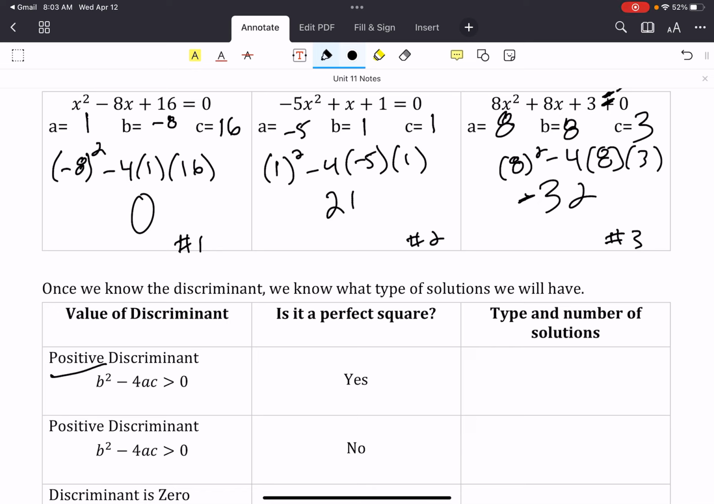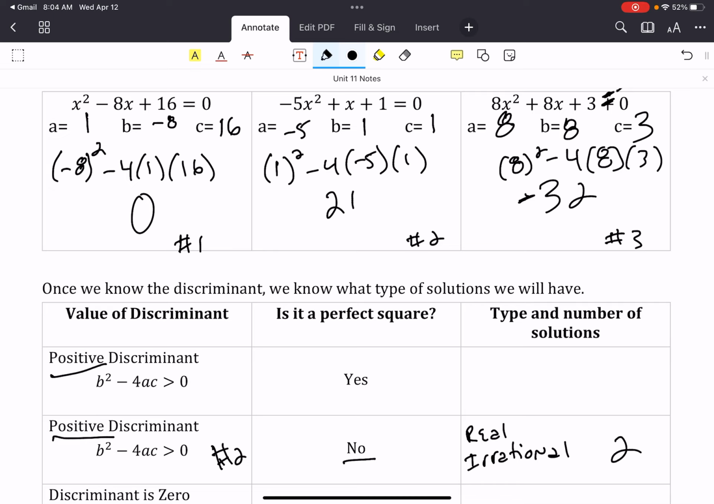Okay, so it's not a perfect square. So our example from up above, number 2, falls into this row. It's a positive discriminant, but it's not a perfect square, okay? So it's going to have real and irrational solutions, and it's going to have 2 of them.